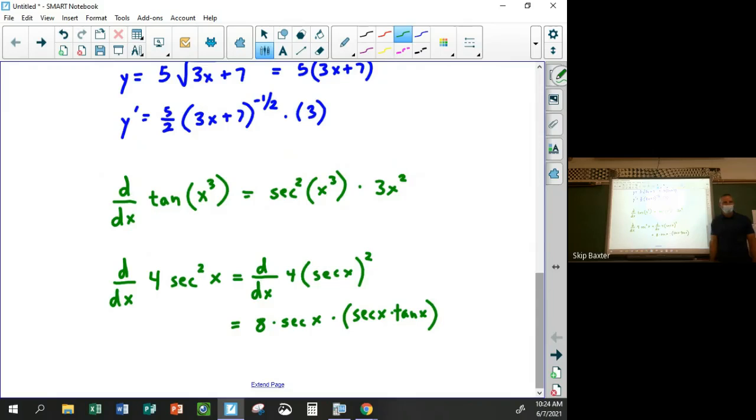Does everybody see where I got all the parts of that? The derivative of secant is secant tangent. So I took 8 times the stuff in parentheses unchanged to the first power, and you're done with that, and then times the derivative of this stuff in parentheses, which is secant x tangent x.